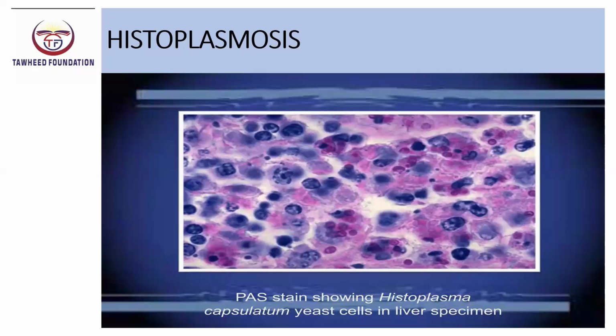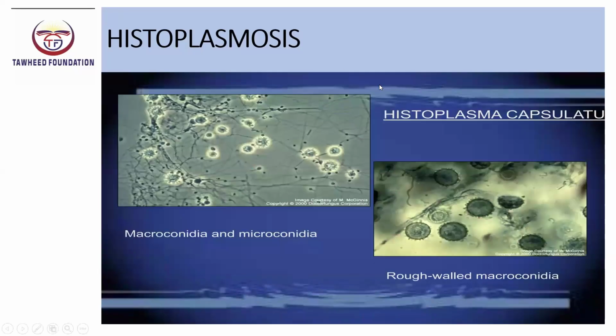Tuberculate macroconidia have typical thick walls and finger-like projections that are important in laboratory identification. Microconidia are smaller, thin, smooth-walled spores which, if inhaled, transmit the infection. In this image, you can see macroconidia and microconidia. The thick one is macroconidia, whereas the thin one is microconidia.